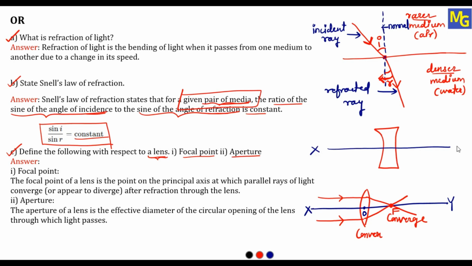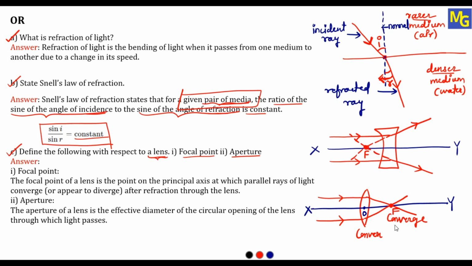I'll write X, I'll write Y, and the ray which is going parallel to this principal axis, in case of a concave lens, it will not converge, it will diverge like this. See here, the ray will diverge like this. And after diverging, where are they going to meet? So what are we going to do? We are going to extend this diverging line on the same side of the lens like this, and we will try to join it here. So see, this is the point where they appear to diverge, and this point is called the principal focus, or we can also call it the focal point.